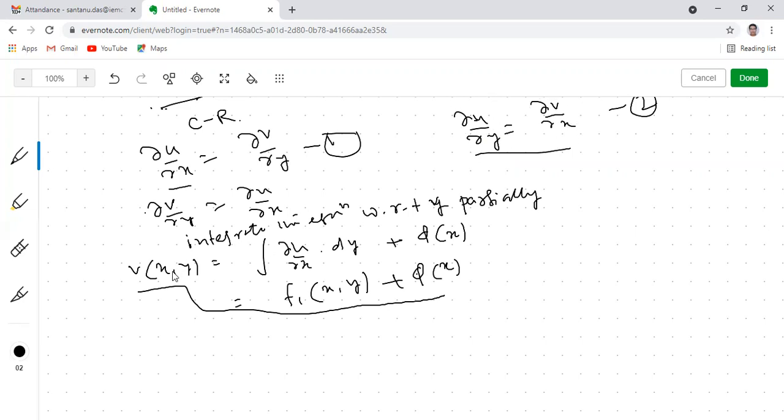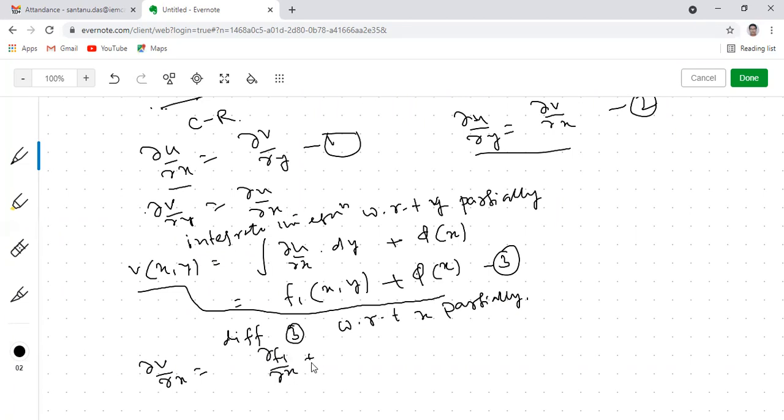So from this v, to compare ∂v/∂x on both sides, we need to differentiate this partially with respect to x. So again we will differentiate. Let's say this is 3. Differentiating this 3 with respect to x partially, we'll get ∂v/∂x equals ∂f1/∂x plus φ'(x). Now we'll be comparing this 4 with 2.